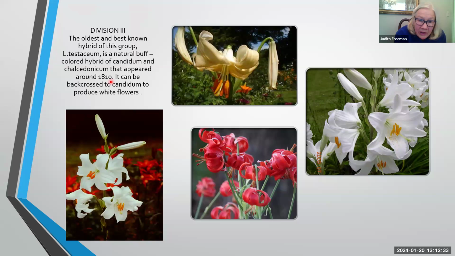But the interesting thing is you can back cross that. You can pollinate that with candidum. The picture on the left is a picture taken from Ruth Class's yard many years ago. It's testaceum back crossed, pollinated with candidum, and you get the orange flowers. The orange pollen has come out, the deeper color has come back out.